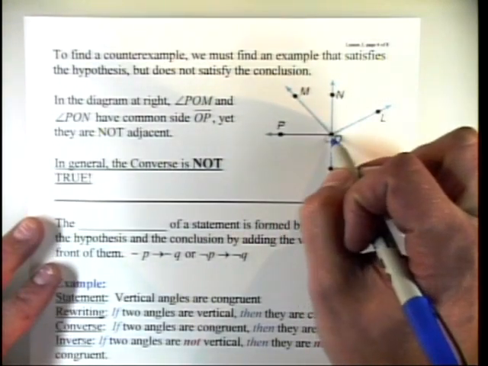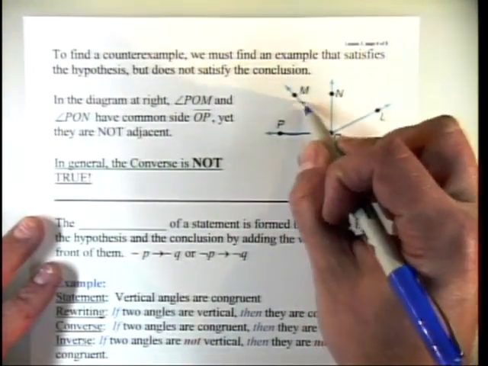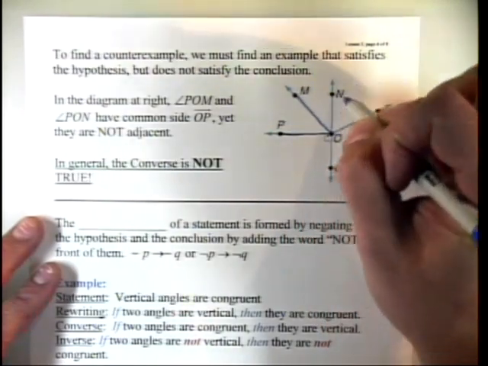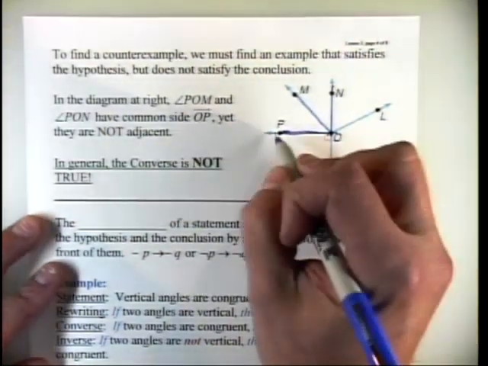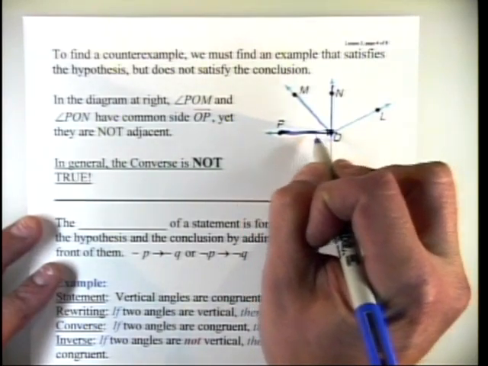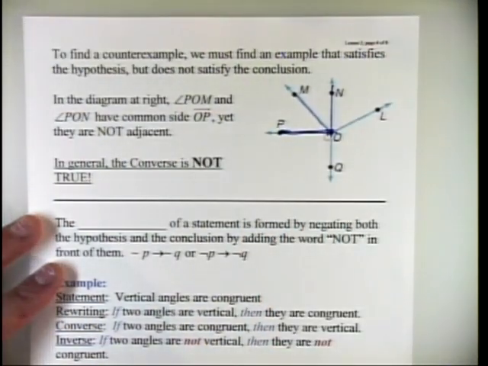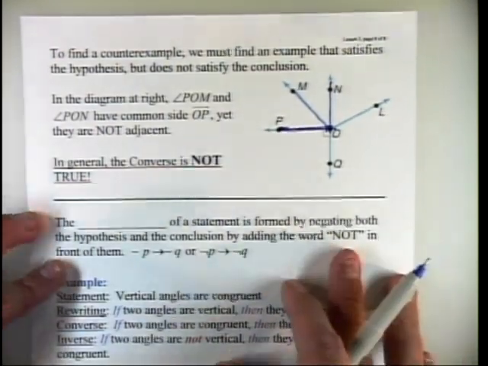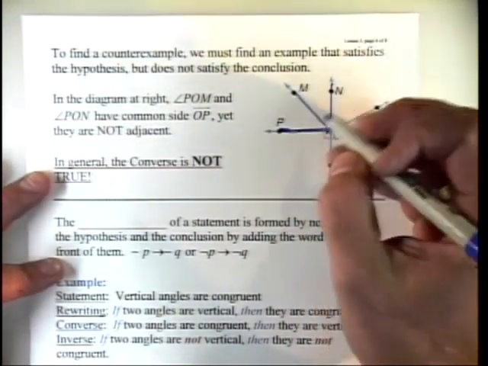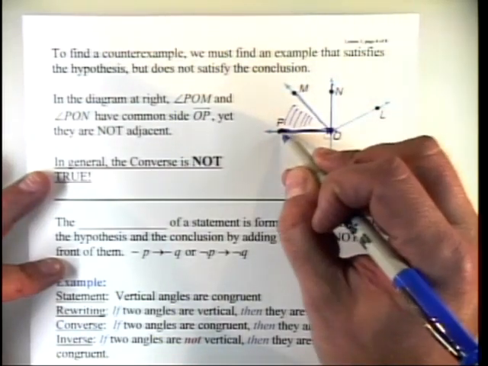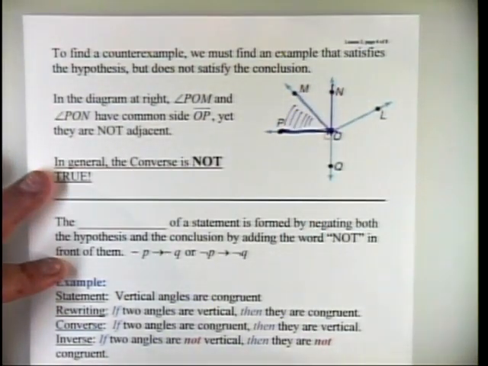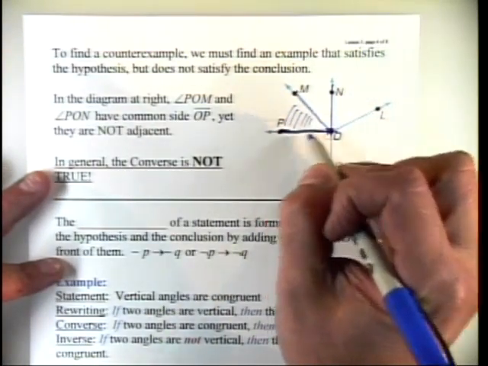Angle POM, this one here, and angle PON, this one here. They do have a common side. What is their common side? Side PO. But they are not adjacent. Now, why are they not adjacent? If you remember, they have points that are common on their interior. Namely, all these points right here inside angle POM are in common with angle POM and PON.